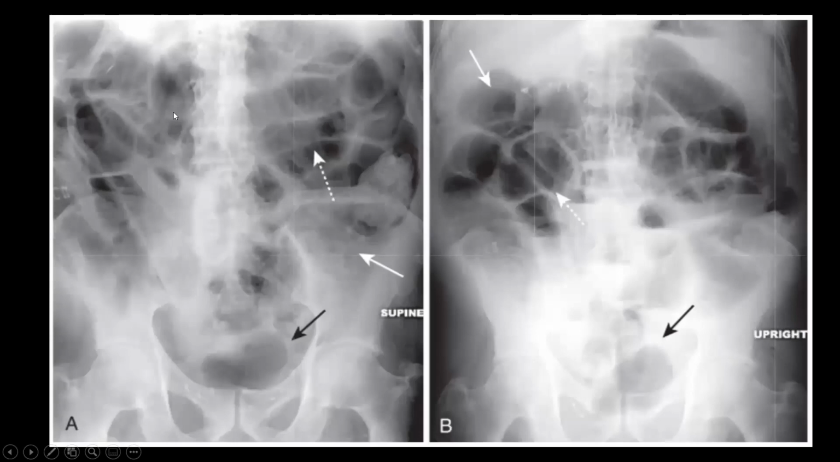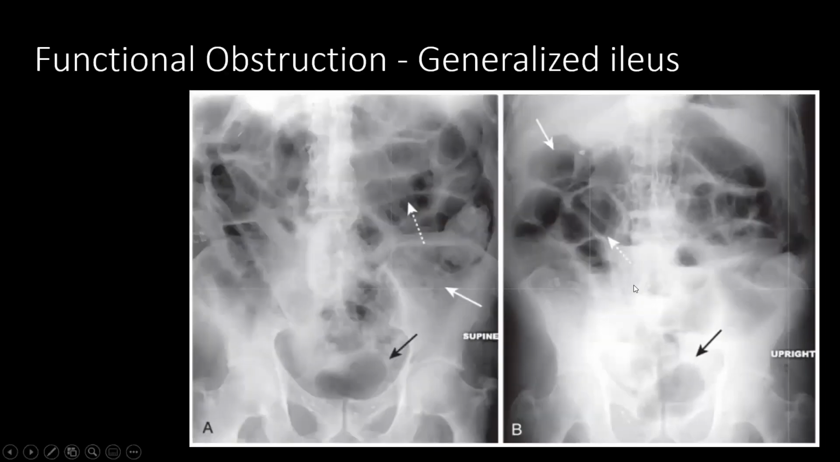We can see that we cannot distinguish: are these small bowel, are these large bowel? For example, I can't say that this is feces, this is fecalized material in a large bowel, so this is a large bowel. But as you can see, we cannot distinguish here whether it's a large or small bowel. When you see this diffuse pattern of enlarged small and large bowel, this is a functional generalized ileus. This is the generalized ileus.